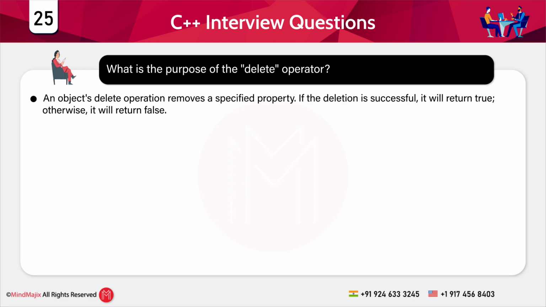The next question over here is, what is the purpose of delete operator? An object's delete operation removes a specified property. If the deletion is successful, it will return true. Otherwise, it will return false.